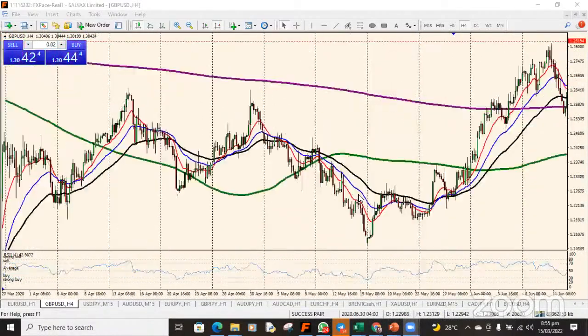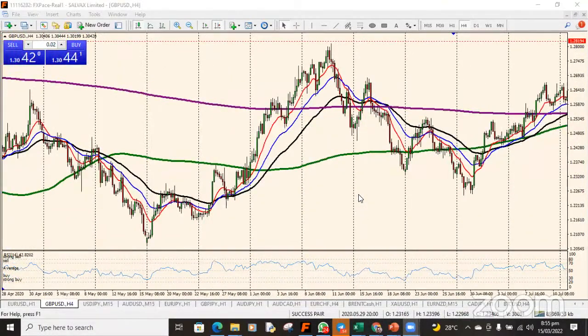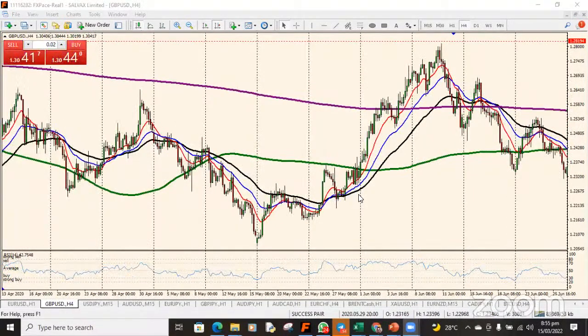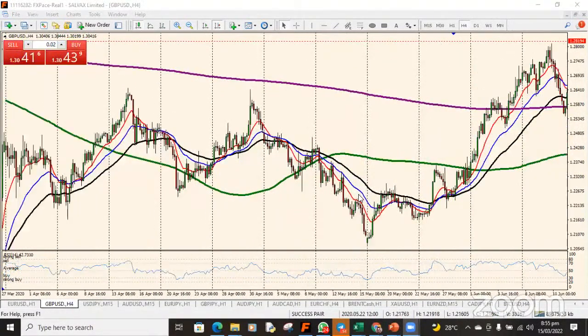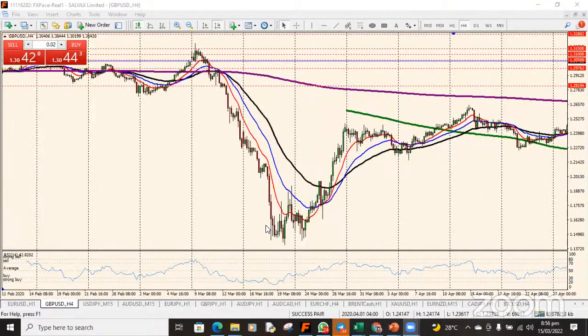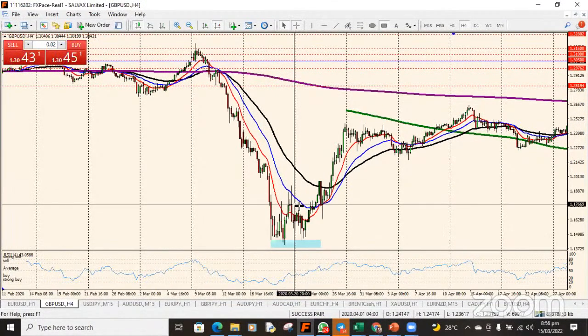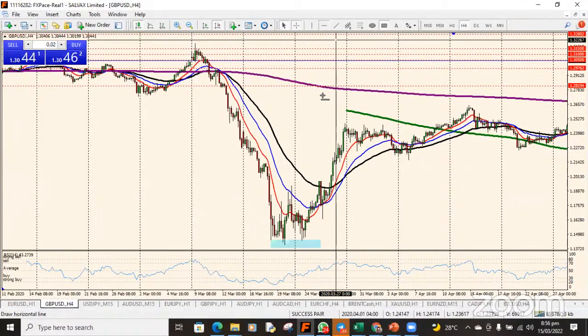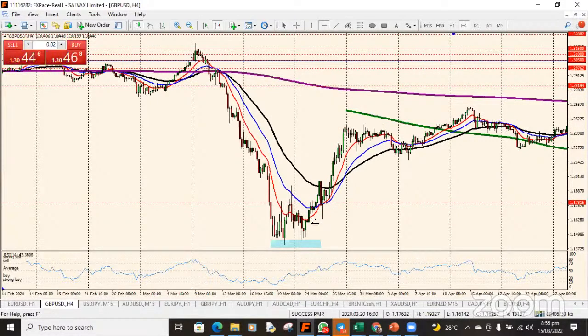Now, I want to ask, in this double bottom, how can you measure it? I'm going to show you. Okay, this is a double bottom. Now, just like we said, we want to measure. This is the neckline. This is the double bottom, the 1, 2.